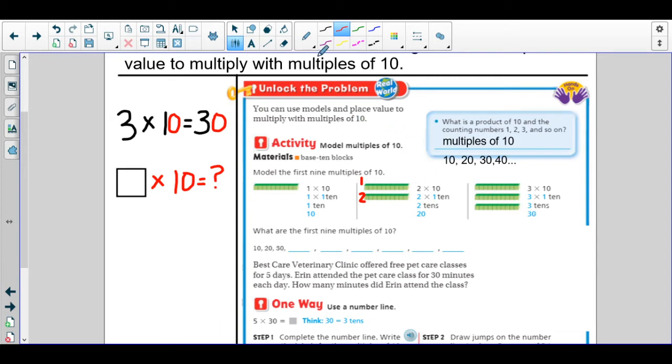All right, so what are the first 9 multiples? Well, we've got 40, 50, 60, 70, 80, 90, and we're going to go ahead and add 100 because 10 times 10 is one that we would need to know.